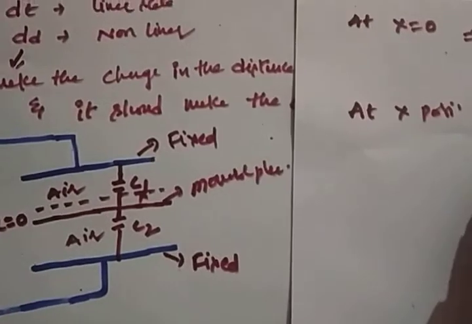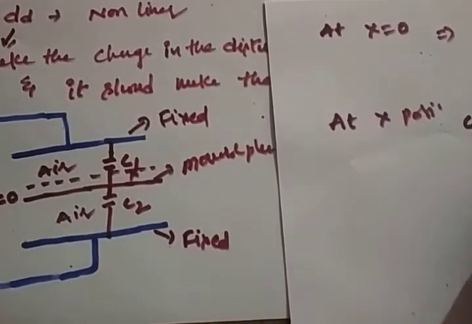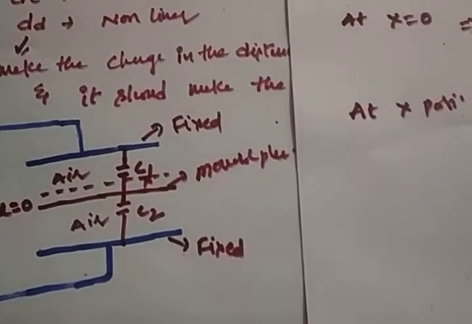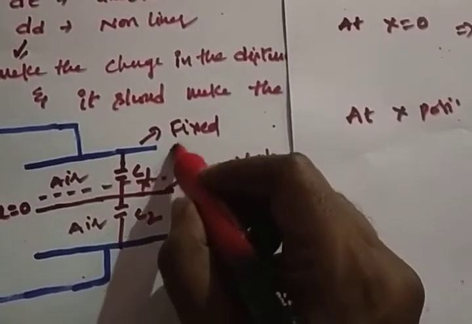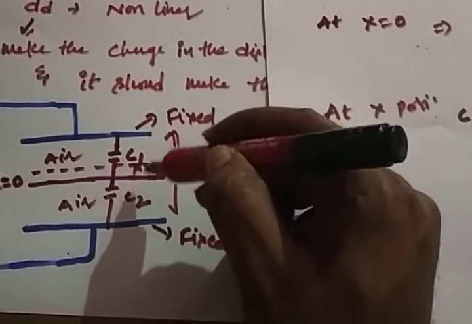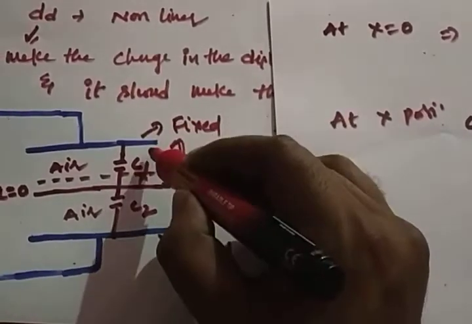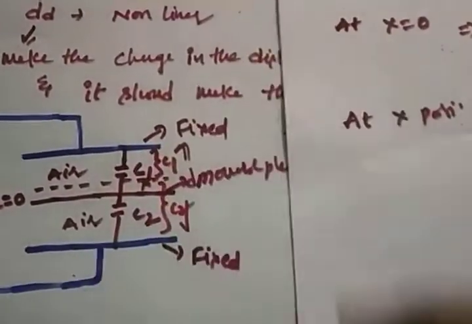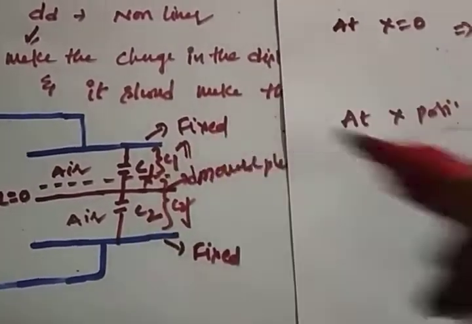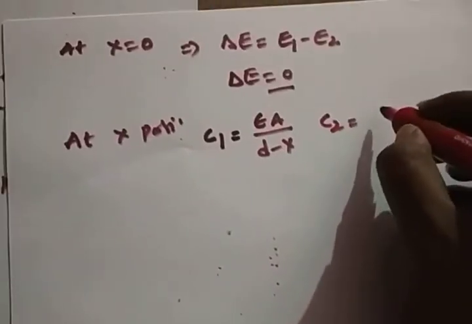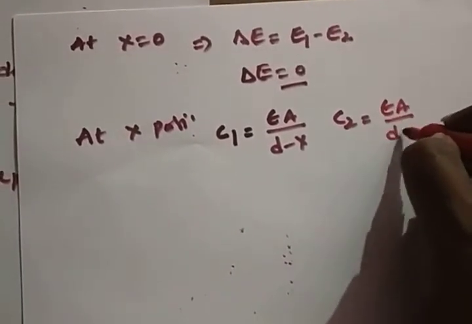Now what is C1? You know the formula: epsilon A by D minus x. The total distance is D, so C1 is obtained by subtracting x from D. So this we can call C1, and this we can call C2. Now the capacitances change. What is the value of C1? Epsilon A by D minus x, the distance is D minus x. What is the C2 value? Epsilon A by D plus x.